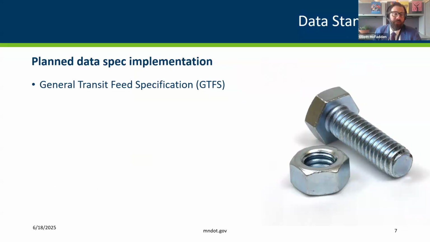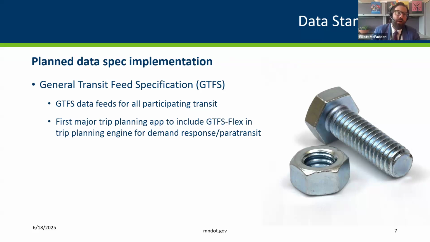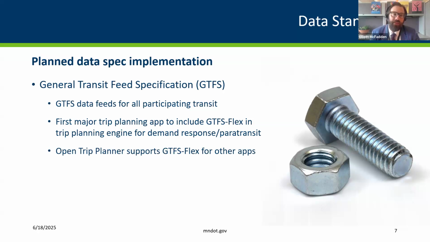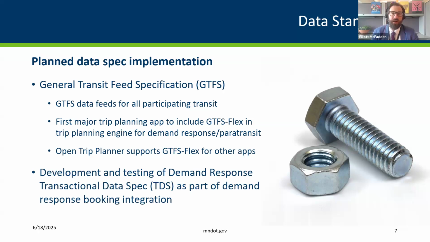We leaned in very, very heavily on data standards. So using standardized data as a way to help make it easier to share. So as I mentioned, the general transit feed specification, we created feeds for all the agencies that did not have them. We also, by including the flexible data feeds, which were experimental at the time, we got Transit app to include that on their platform, which was the first major trip planning app to do so. And then, as I mentioned, provide the Open Trip Planner to support flex feeds for other applications.